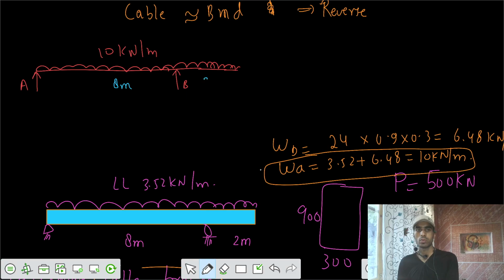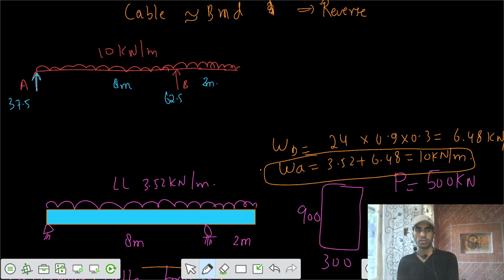This is 8 meters, this is 2 meters, this is 2 meters. If I calculate the reaction at A by taking the summation of moments at point B, I can solve for reaction A. Reaction A comes to be 37.5, and reaction B comes out to be 62.5.